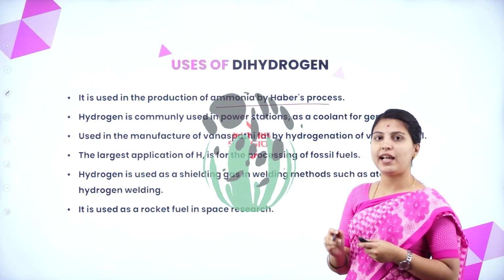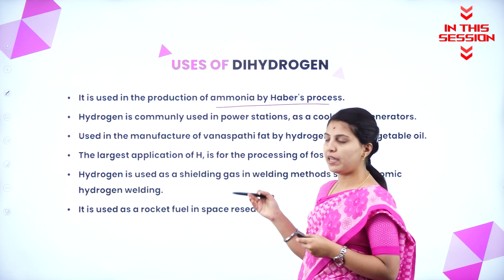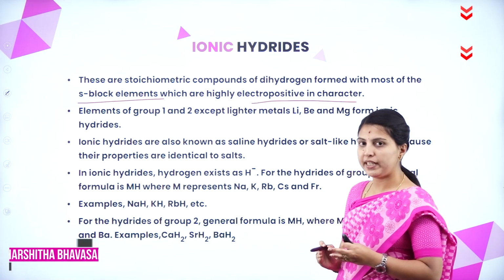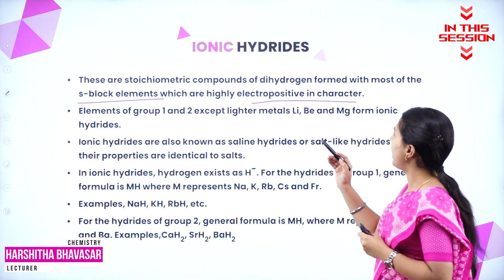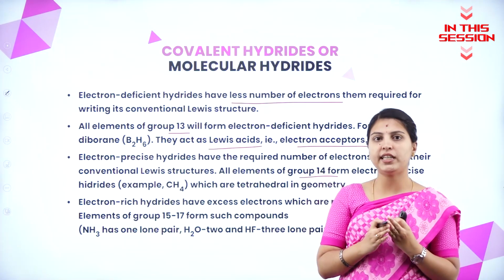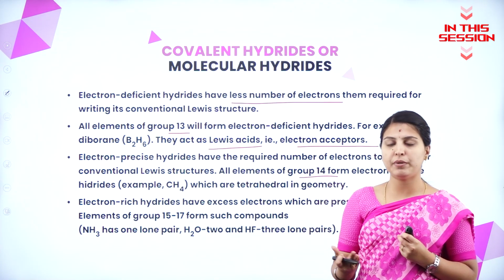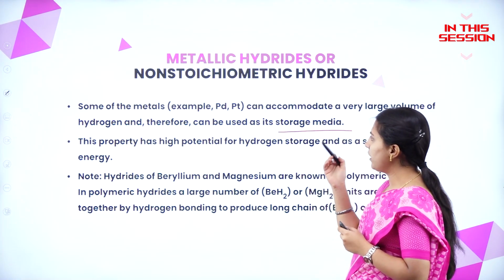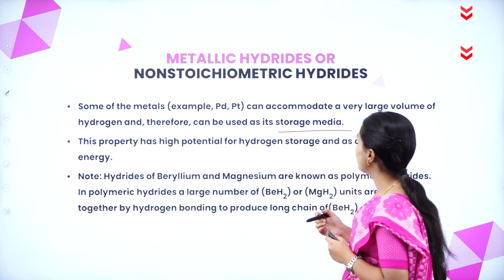Ammonia will be used in the laboratory in major quantity, so that will be produced by the Haber's process. These are stoichiometric hydrides which will be formed by S block elements which are highly electropositive in nature. How many number of electrons should be present? That many number of electrons will be present in the structure. Palladium and platinum absorb hydrogen gas more, so it will act as storage media.